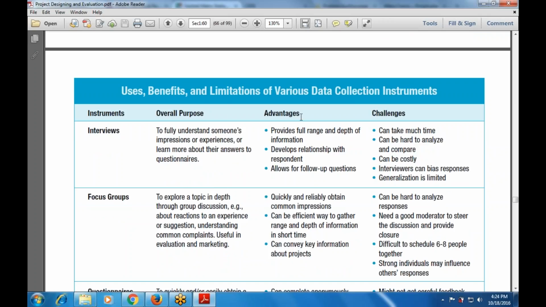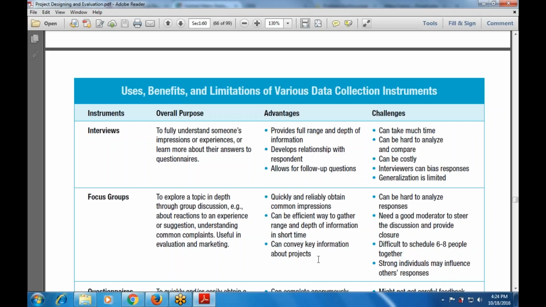A focus group is a group discussion to explore a topic in depth, for example reactions to experiences or suggestions, and understanding common complaints. It is useful in evaluation and marketing. What are the advantages of the focus group? You can quickly and reliably obtain common impressions, and it can be a very efficient way to gather range and depth of information in a short time.